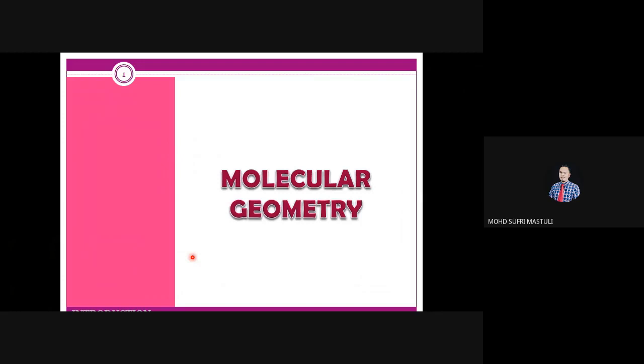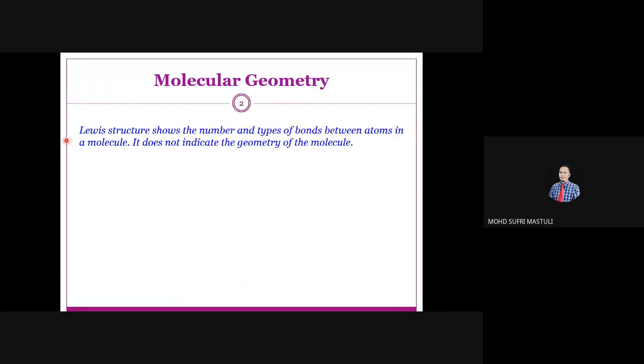This chapter we're talking about the molecular geometry. Lewis structure we learned already in the previous lecture. The Lewis structure is showing the number and the types of bonds between atoms in a molecule. It does not indicate the geometry of the molecule.